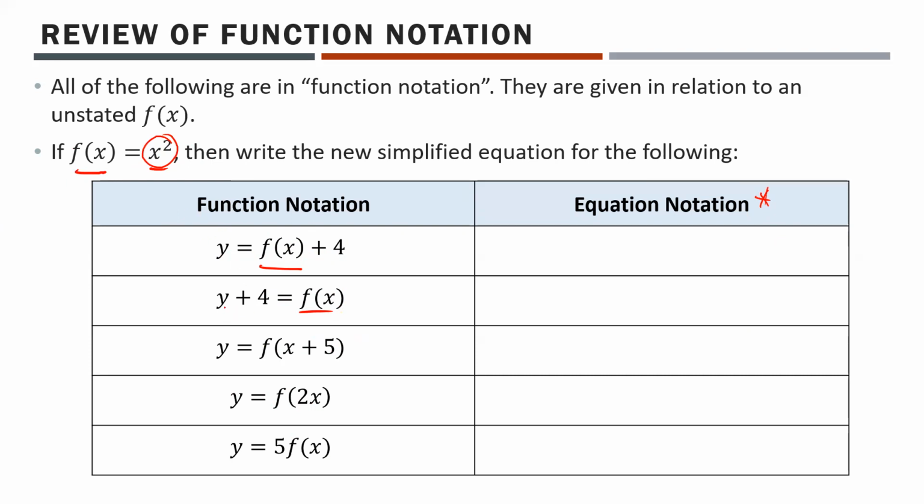Let's first look at this first row. y is equal to f of x plus 4. That's our function notation. It's based around whatever f of x is.